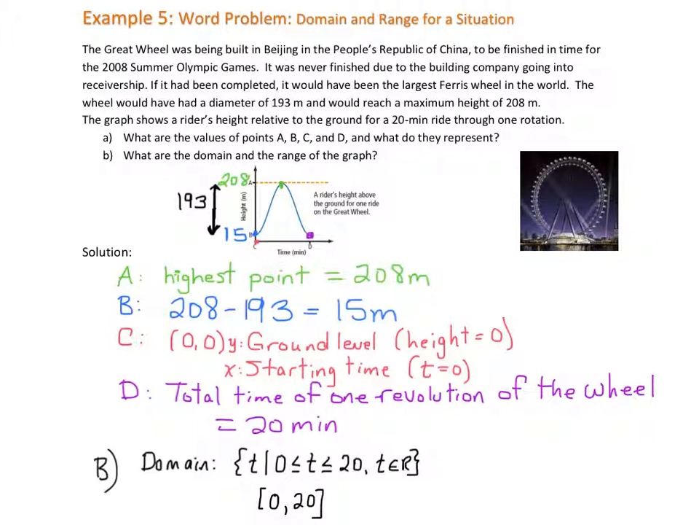For the range, it looks like this. Our range is the h values, where 15 is the lowest height and 208 is the highest height, and every height in between is the height of the rider, with h being an element of the real numbers. If we write that in interval notation, we have a square bracket, lowest number is 15, highest number is 208, close it with a square bracket, and that represents the range of the ride.